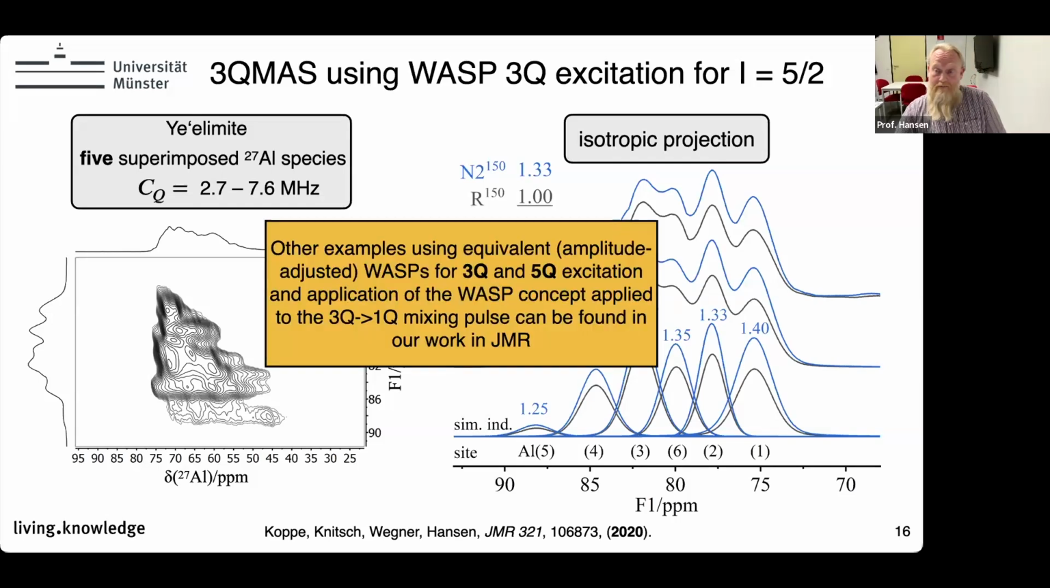We of course did more examples, and if you're interested in this, you can have a look at this paper here in JMR. We also did 5 quantum, and it turns out to be quite even better as compared to rectangular pulses for triple quantum. So the shape of the pulse matters, which one you use.